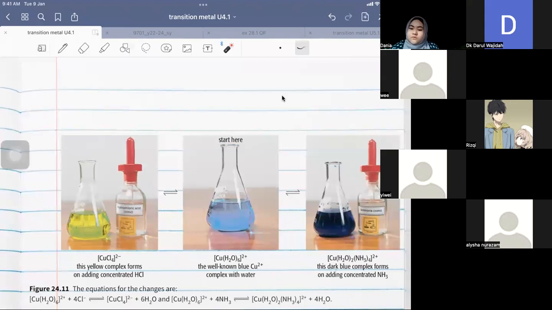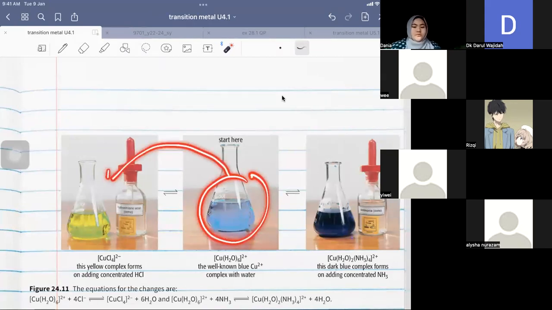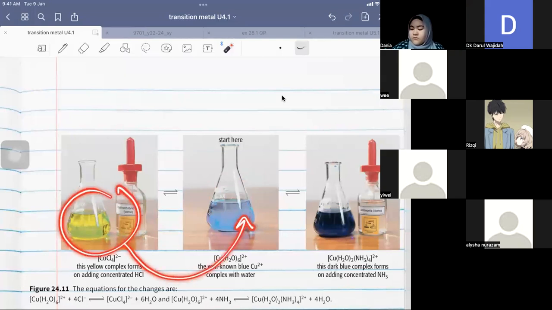Yes, it is reversible. But the equation that I wrote down in your notes, I write it as a single arrow. Because sometimes in the exam question, they want you to write down the equation of the reaction for this change, for example, from blue to yellow. So you have to write it with a single arrow. But the reaction, yes, it can be reversible. You can change the yellow solution back to blue. If you started from blue, you add chloride, you get yellow solution. But if you add water to the yellow solution, you can go back to the blue color. Okay. So that's a good question.